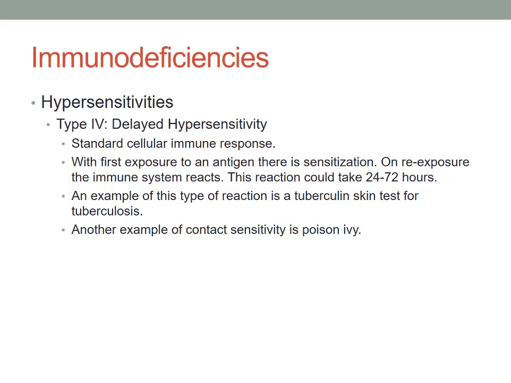Type 4 hypersensitivities are called delayed hypersensitivity. This is our standard cellular immune response. With first exposure to an antigen, there is sensitization. On re-exposure, the immune system reacts. This reaction could take 24 to 72 hours. An example of this type of reaction is a tuberculin skin test for tuberculosis. Another example of contact sensitivity is poison ivy.